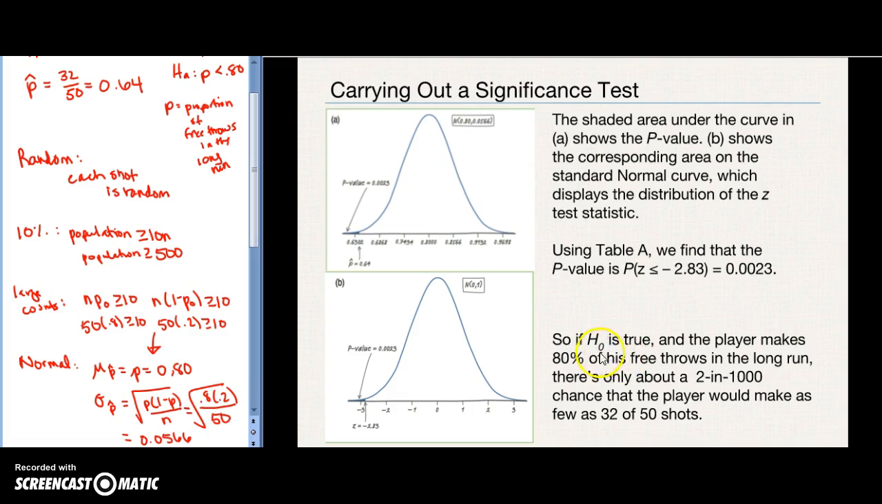Written another way, if the null is true, so the player makes 80% of his free throws in the long run, there's only a 2 in 1,000 chance that he would make 32 of the 50 shots. So that p-value is describing the chance that we see our results if the null is true. That's going to be one of the questions they ask you a lot. We did that in 9-1 as well.